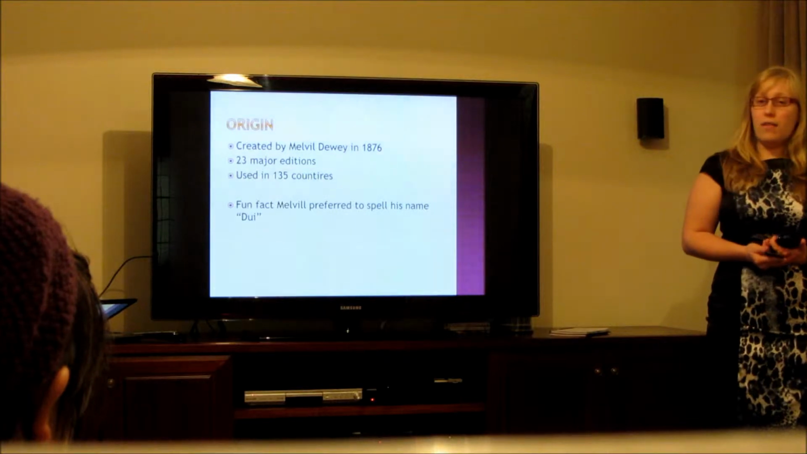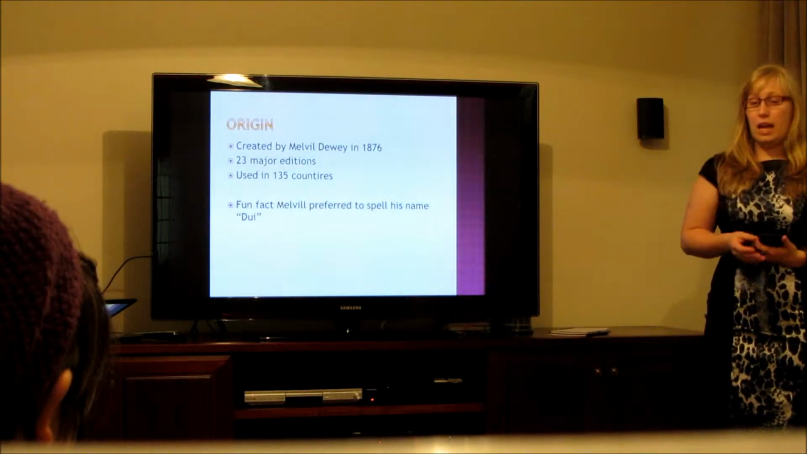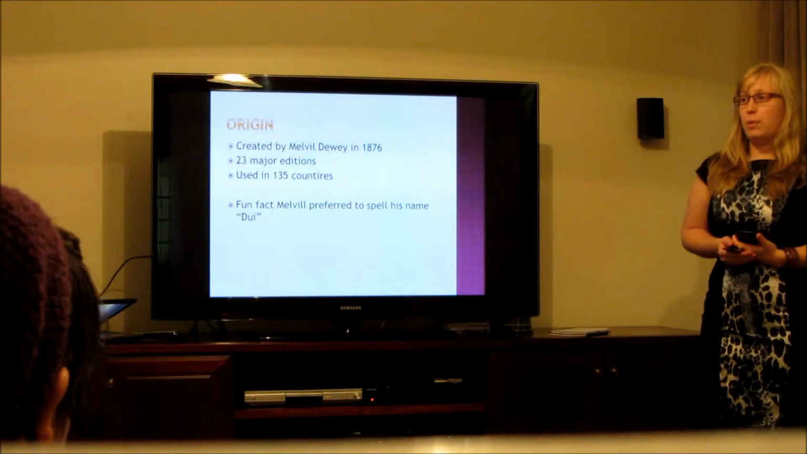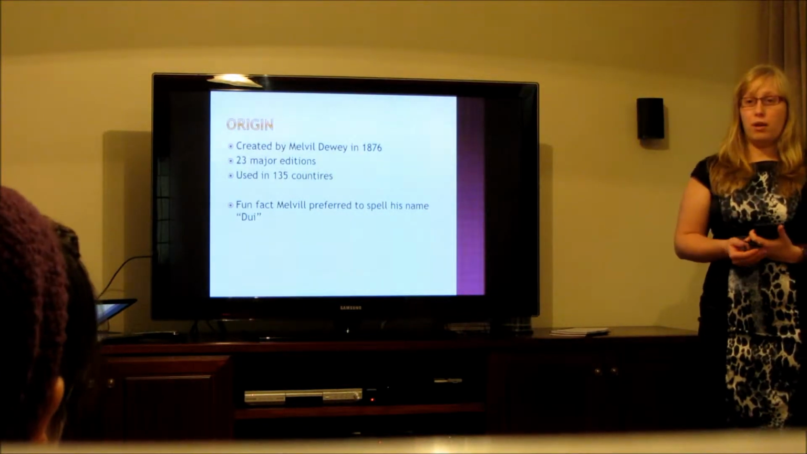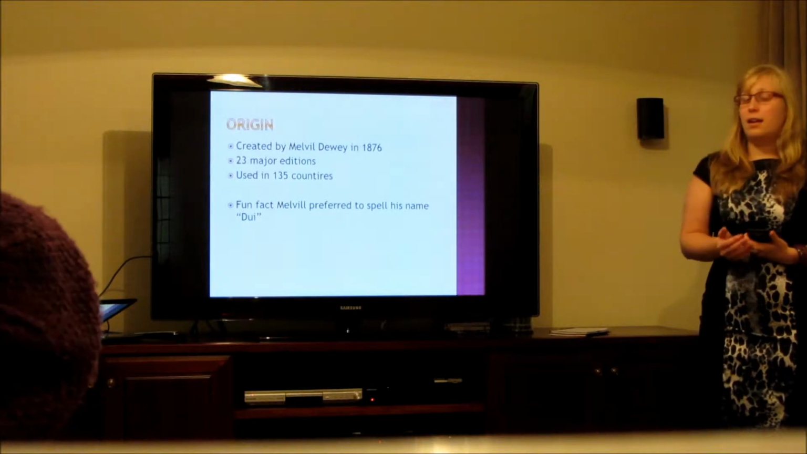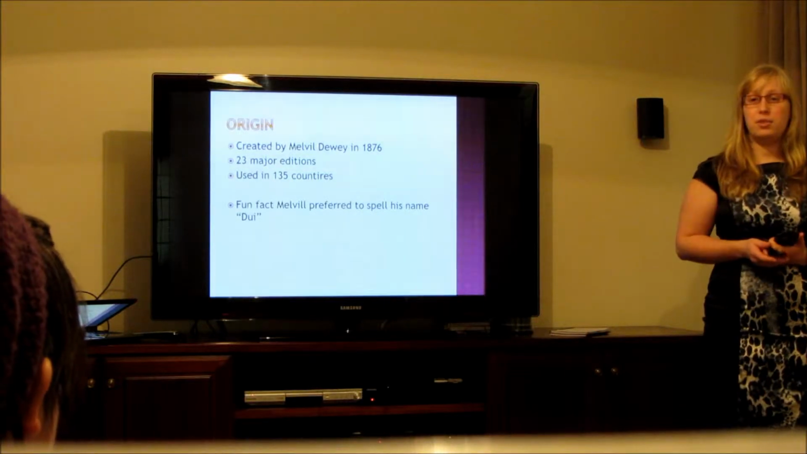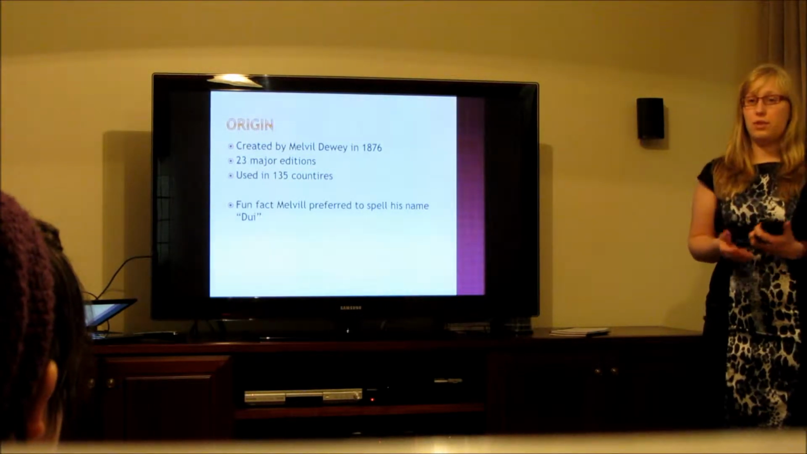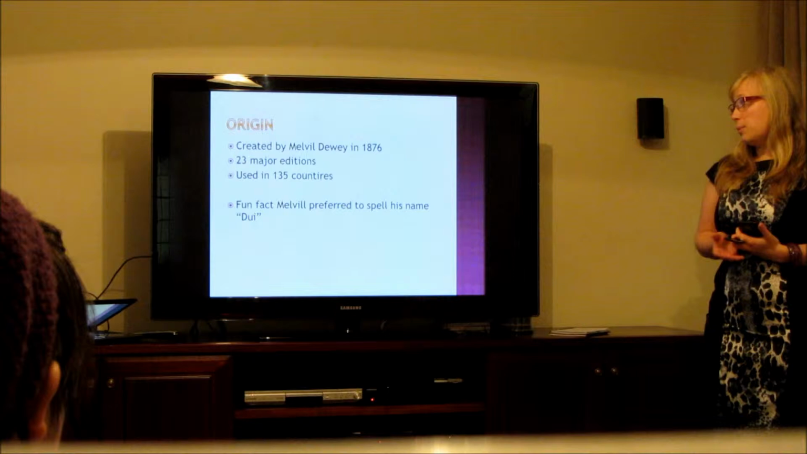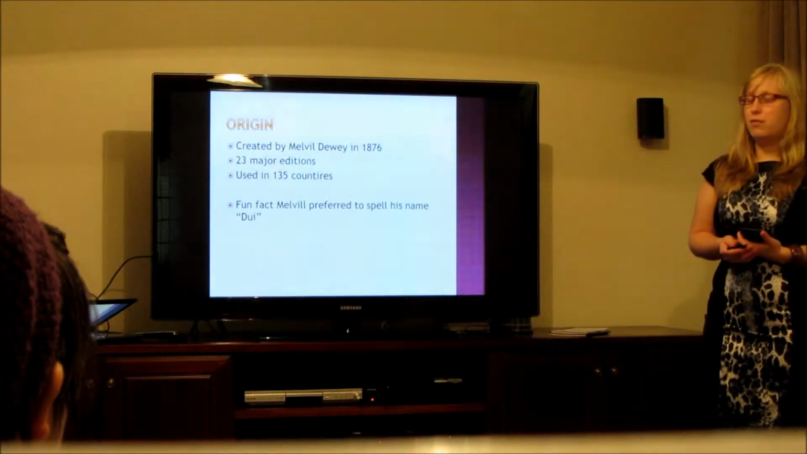In about 135 countries, we've got the Dewey Decimal System working and taking place. Everyone believes that the structure and the format of this system works to their benefit and to the library's benefit. Other countries do use the same sort of format as the Dewey Decimal System, however they call it a different type of system, and in this way it is beneficial to them, whereas it's beneficial to us to use the Dewey Decimal System.